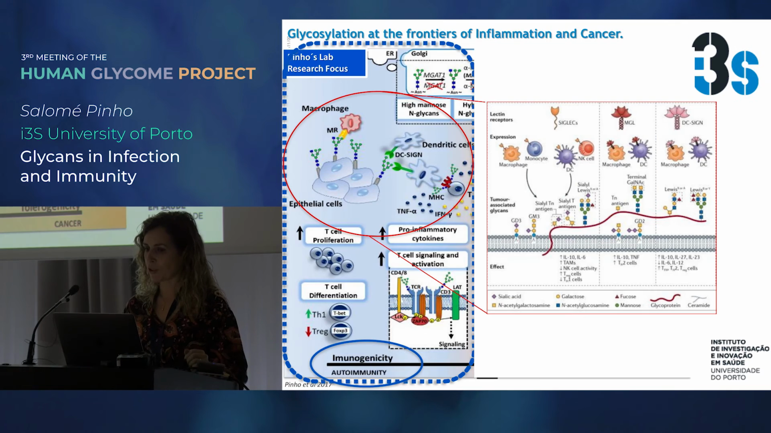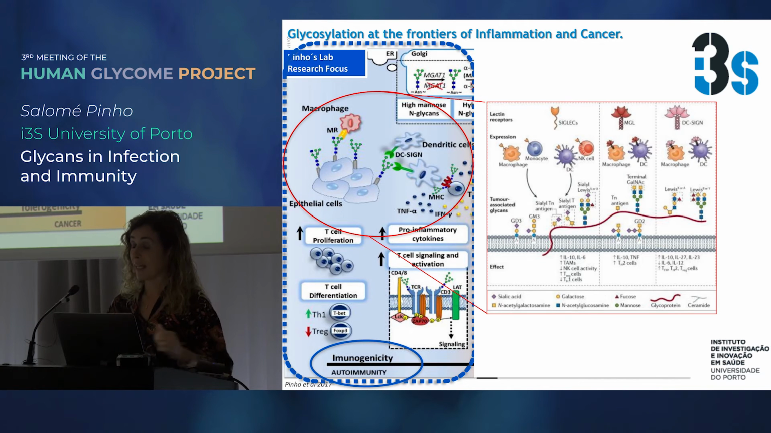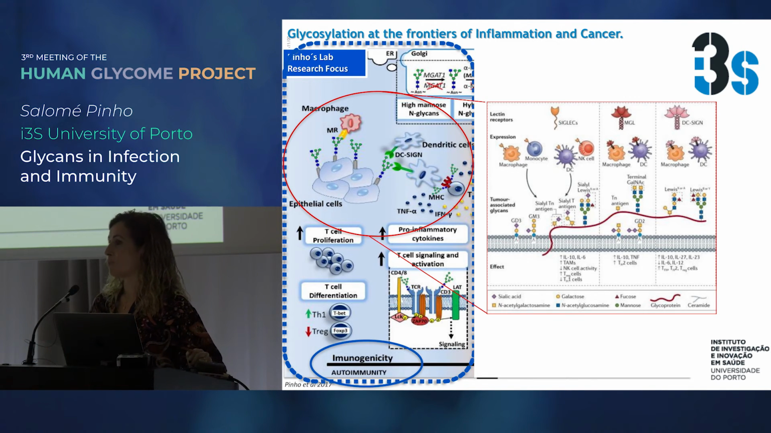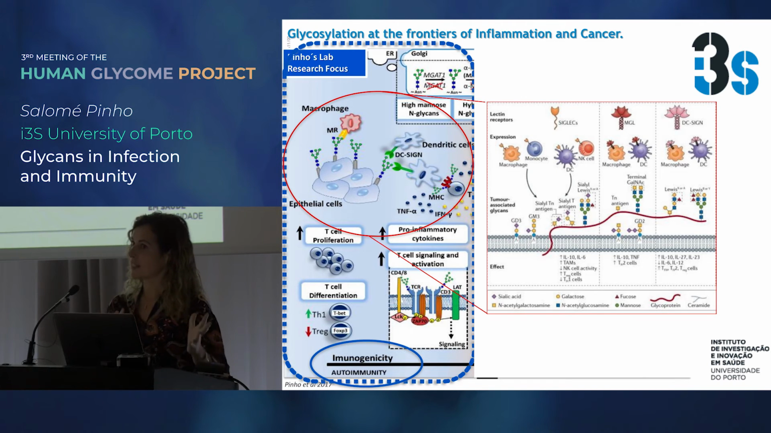And I will bring you to the second pillar, which is related with the role of glycans as instructors of pro-inflammatory and autoimmune responses. This is essentially inspired by the fact that most of our immune cells, and I'm talking about myeloid cells, but also T cells and B cells, are full of glycan sensing receptors. I'm talking about DC-SIGN, mannose receptor, MGL, galectins, Siglecs, you name it.